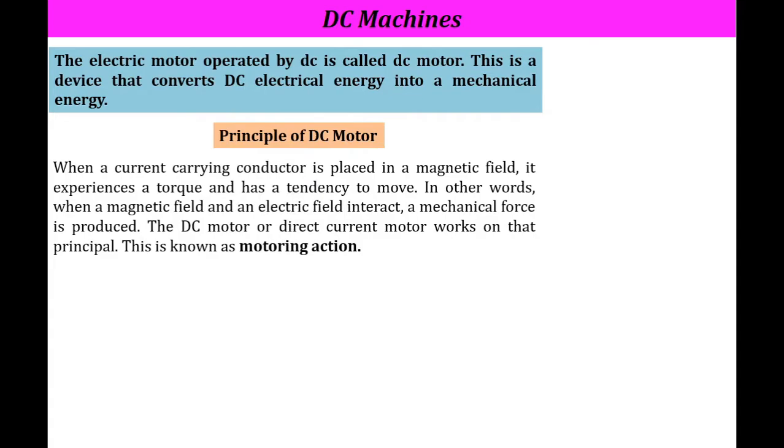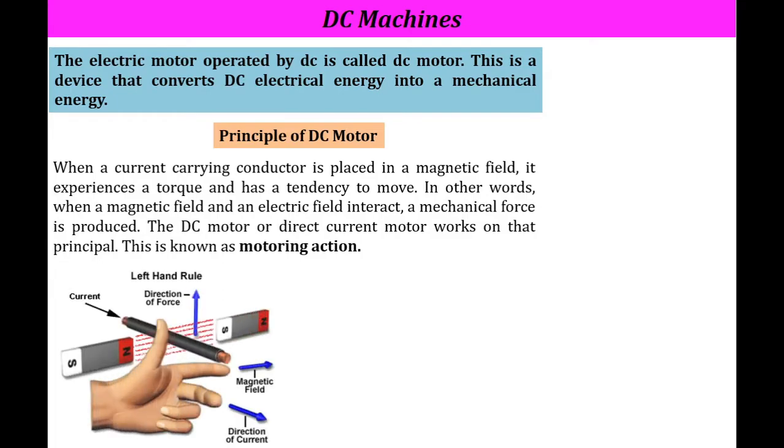Now we know that whenever a current carrying conductor is placed in a magnetic field, it experiences a force or a torque, and because of that torque or force, it has a tendency to move. So in other words, we can also say that whenever a magnetic field and an electric field interact with each other, a mechanical force gets generated. The DC motor, or direct current motor, works on this principle. That principle is called motoring action. It works with the help of the left hand rule, which we also discussed in the previous video lecture.